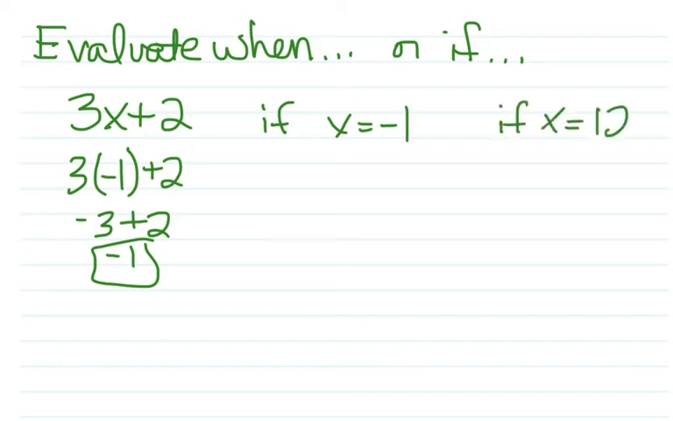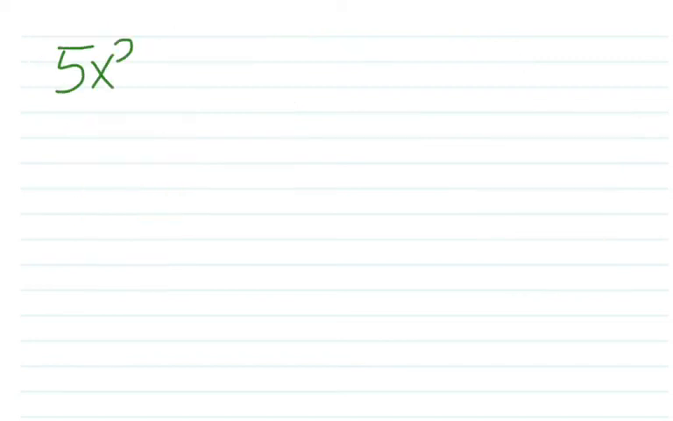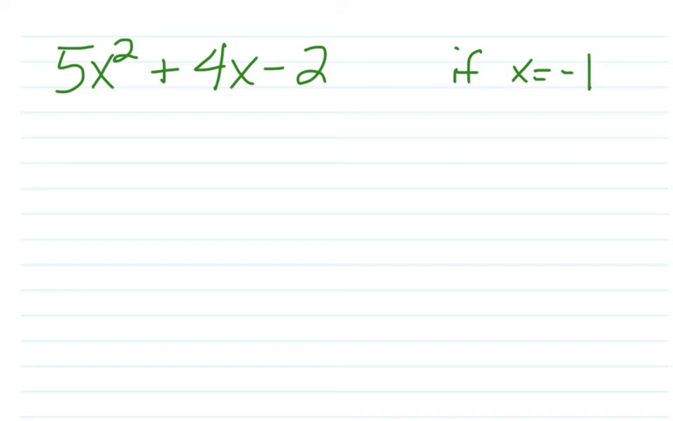But what if x is 12? Well, we can still evaluate that expression for any value. So if x is 12, we substitute 12 and do the math. We get a different answer. Right? So we could do that all day long, but let's not. Here's a quadratic expression with a square in it. We're going to see lots and lots of these. So we have to make sure we're good at the rules in this situation.